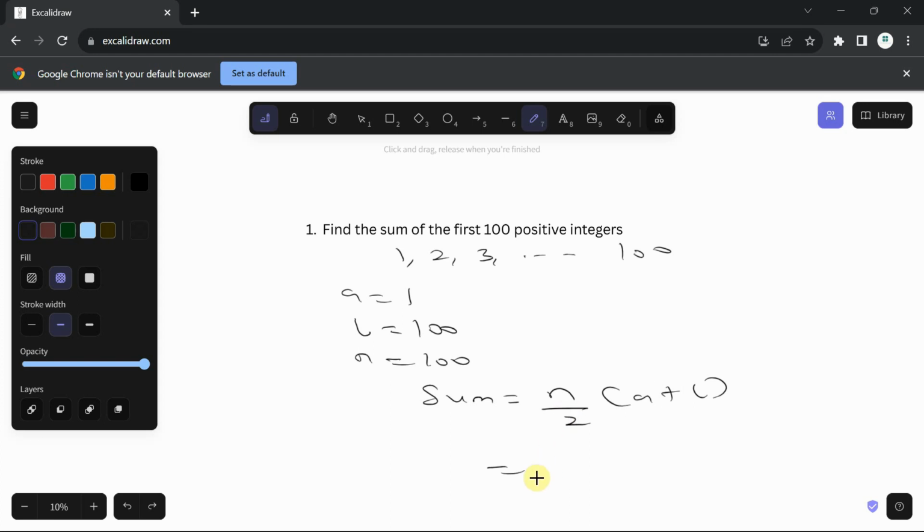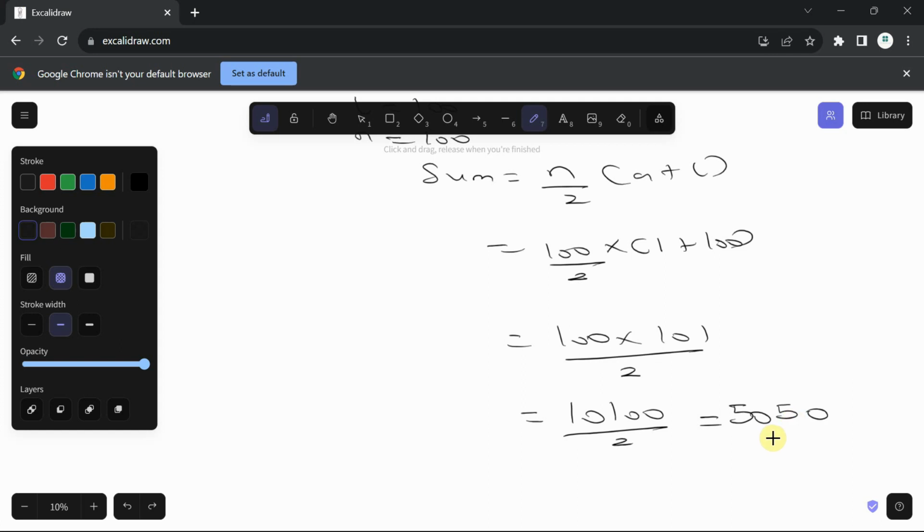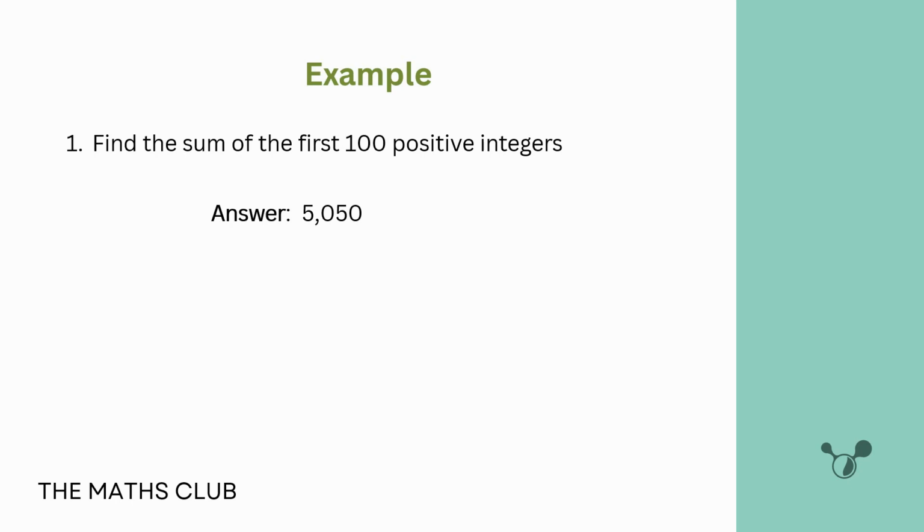So n is 100 divided by 2 multiplied by a is 1 plus l is 100, so that will be basically saying 100 times 101, right, divided by 2. So if we do 101 times 100, that will give us 10100 divided by 2. If we divide this by 2, we're going to have 5050. Let's see if we're correct. Great. So that is 5050.